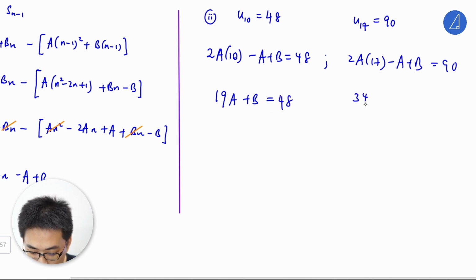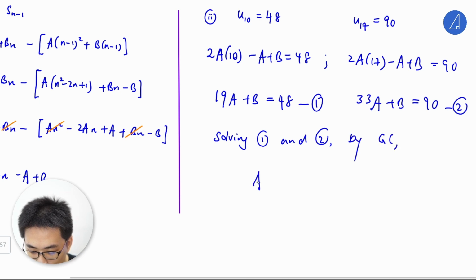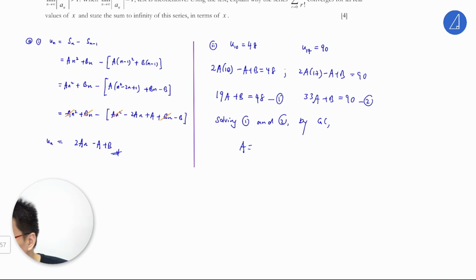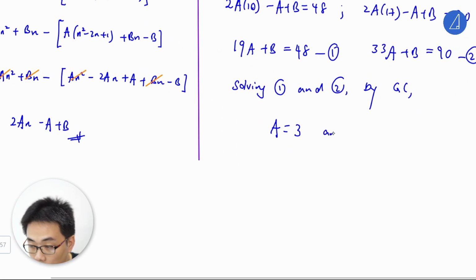Then 33a plus b equals to 90. This is just typical SOLE. So solving 1 and 2 by GC, a equals to 3 and b equals to minus 9.